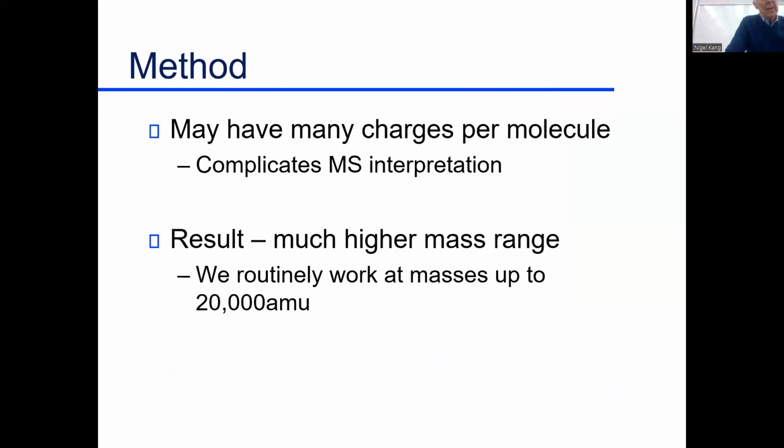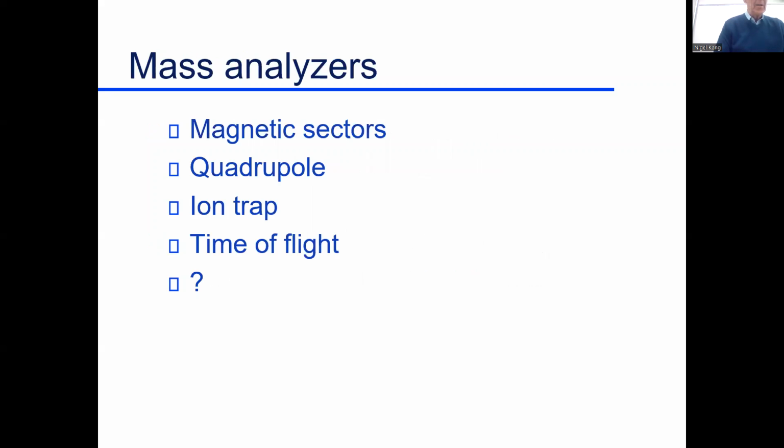These methods may have many charges per molecule, and that does complicate putting pieces together. It's nice when you get a molecular weight. You have one peak, one ion you're measuring. It's very straightforward. But when you start working with very large molecules, you have to do something, and it's typically to blow them into pieces that you can end up measuring. So that's how we get ions. So we make ions in this way.